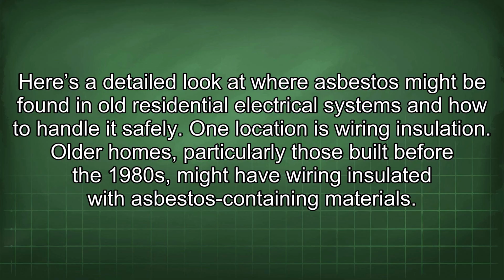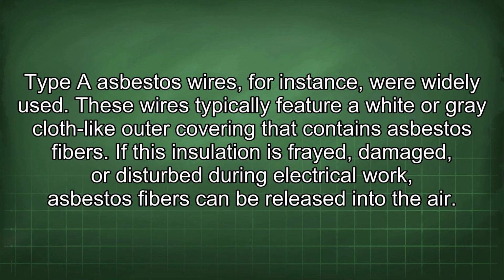Older homes, particularly those built before the 1980s, might have wiring insulated with asbestos-containing materials. Type asbestos wires, for instance, were widely used. These wires typically feature a white or grey cloth-like outer covering that contains asbestos fibers. If this insulation is frayed, damaged, or disturbed during electrical work, asbestos fibers can be released into the air.